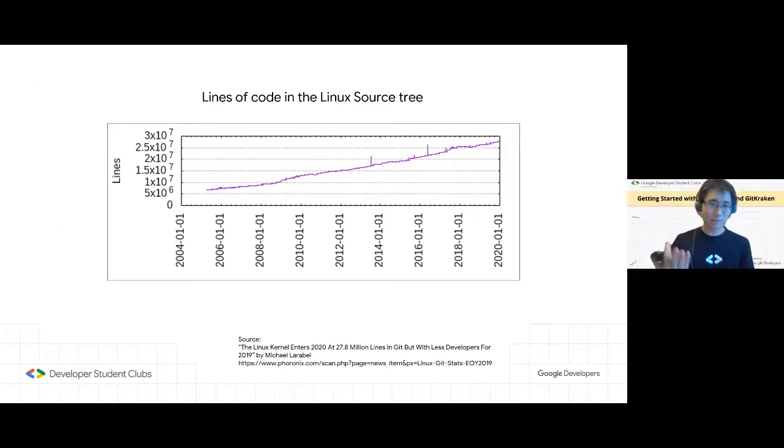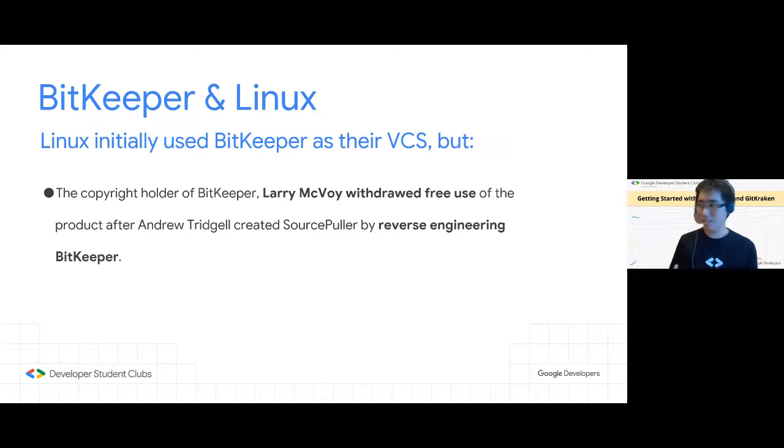But you know, as you see that the lines of code in a Linux source tree grew exponentially over the years. So there is a need for this kind of software version control. So Linux initially used BitKeeper as their version control software, but the author of BitKeeper withdrew the free use and said that no, you cannot use this for free anymore because this guy created this source puller by reverse engineering my stuff. So I don't really like it. So many people say that Linux using BitKeeper is using a proprietary software. So this proprietary software had almost full control of how Linux progressed.